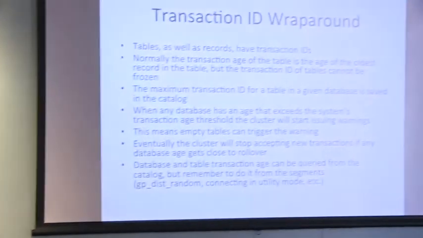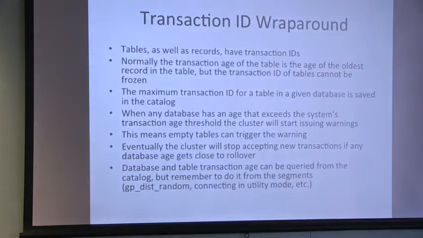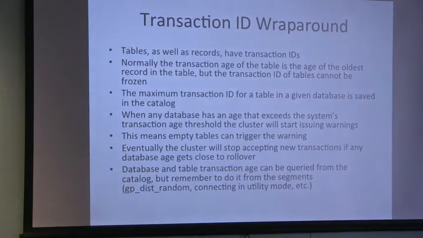So as a safety mechanism, the database will actually stop accepting new transactions after a certain cutoff. And at some point before that, it'll start issuing warnings, right? Maybe you've seen it where you get a warning that says like database XXX must be vacuumed within 1.5 billion transactions, etc. So it's actually looking at the database catalog table to determine what the age of the database is with regards to that transaction ID cutoff.